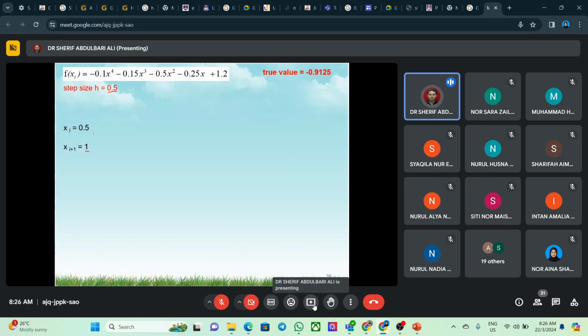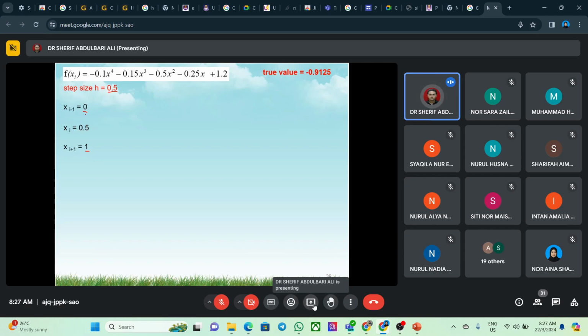Now, if x is 0.5, I will go backward. So this means x will be equal to 0 based on the step size. 0.5 minus 0.5 is 0. 0.5 plus 0.5 is equal to 1. So this is the backward, and this is the forward.